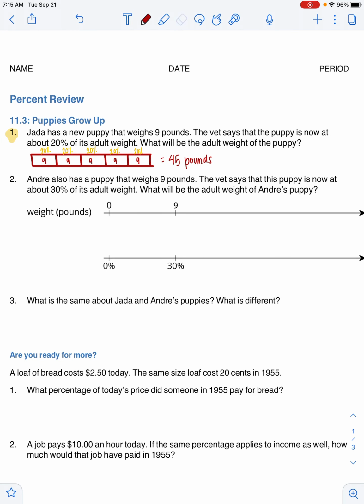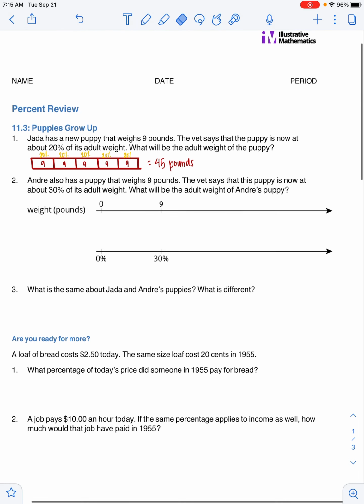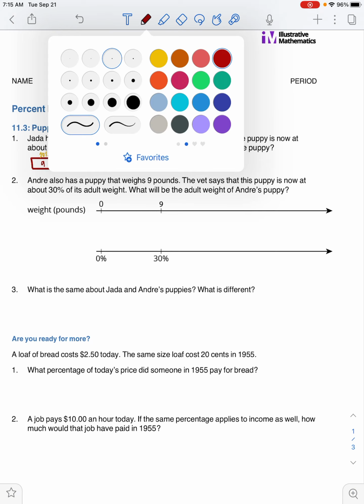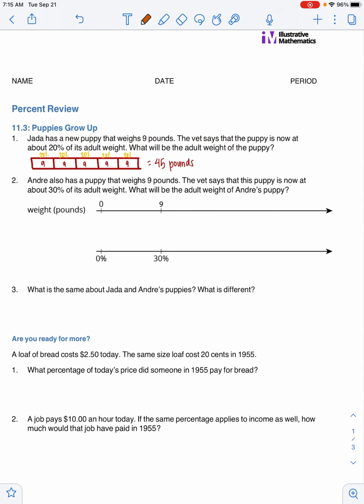Now, in 2, we see that Andre also has a puppy that weighs 9 pounds. But this puppy is at about 30% of its adult weight. What will be the adult weight of Andre's puppy? Now, this is a little bit tricky because 30% doesn't cleanly add up to 100 the same way that we saw in the last problem. They already set up a double number line for us, which can be helpful. We know that if 30% is 9, 60% is 18, and 90% is 27. But again, we're not cleanly getting to 100%.